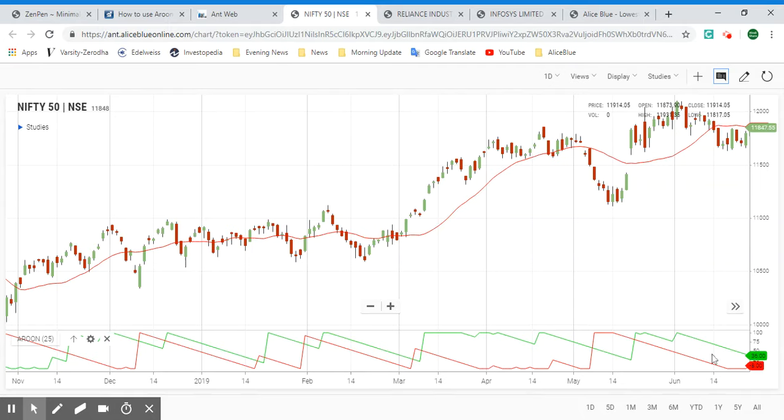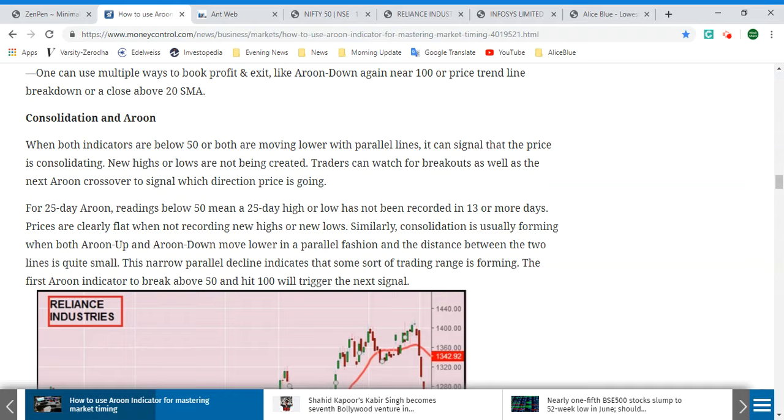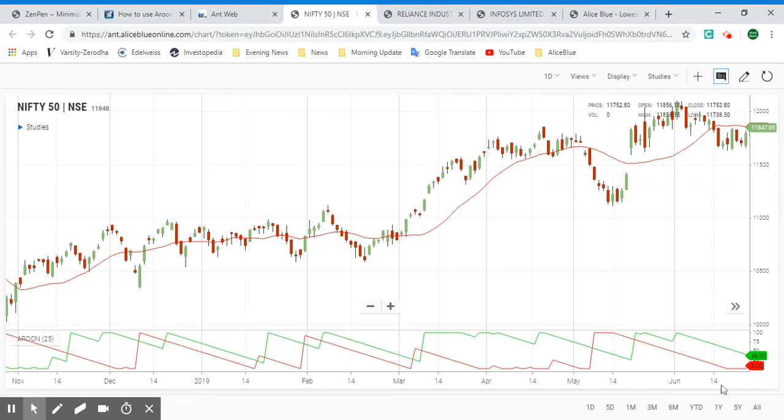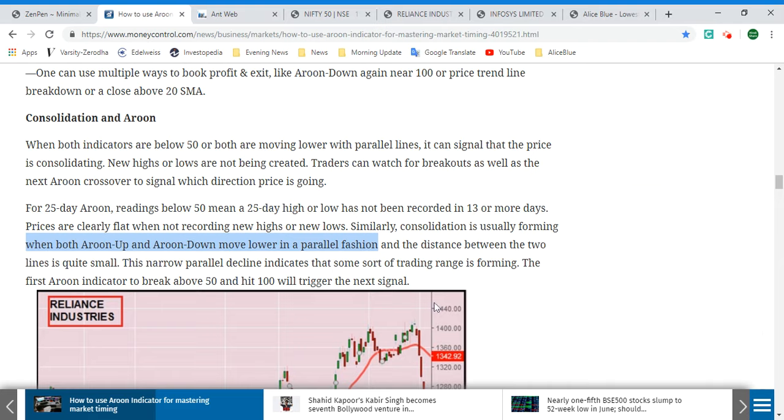As we can see, since both of these are parallel and below 50, and Aroon Down is also close to zero, it shows that a 25-day high or a low was not recorded in the 13 or more days. Prices are clearly flat when not recording new highs or lows. Similarly, consolidation is usually forming when both Aroon Up and Aroon Down move lower in a parallel fashion. So price consolidation is happening here.